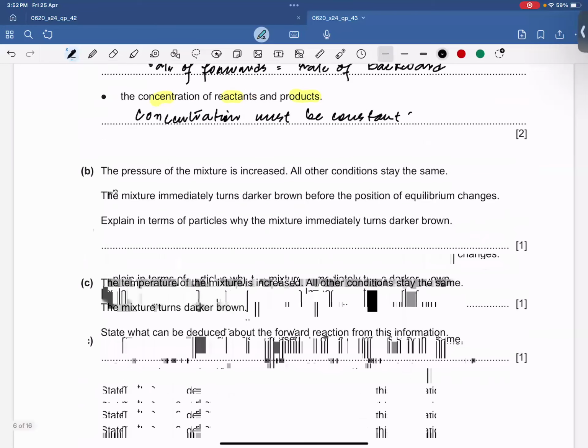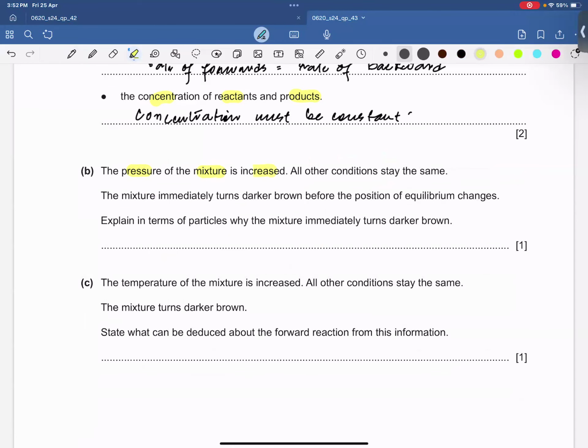Okay. Next, the pressure of the mixture is increased. All other conditions stay the same. The mixture immediately turns dark brown before the position of equilibrium changes. Explain in terms of particles why the mixture immediately turns darker brown.